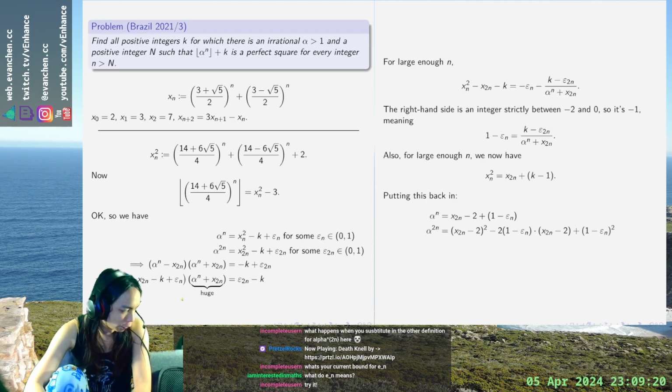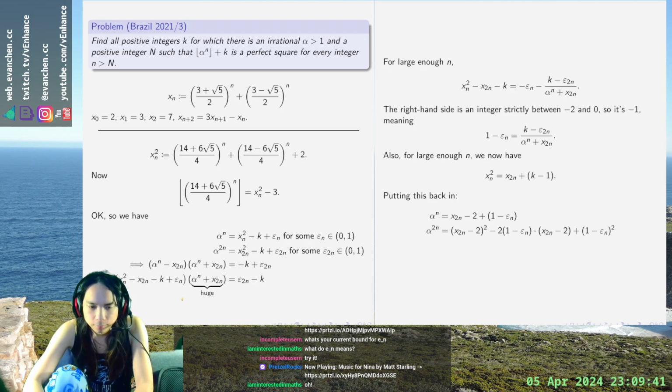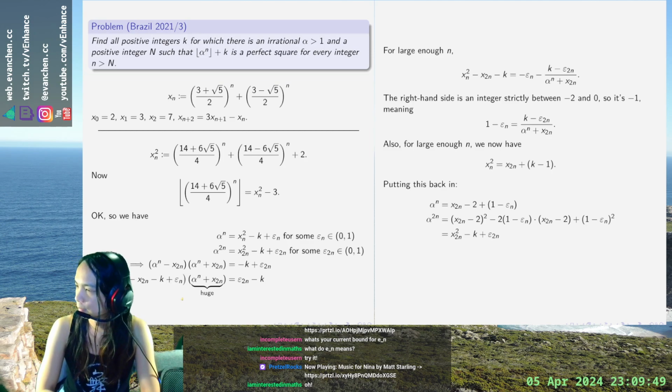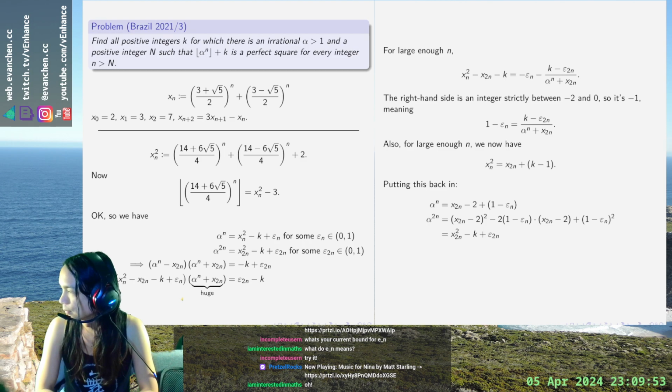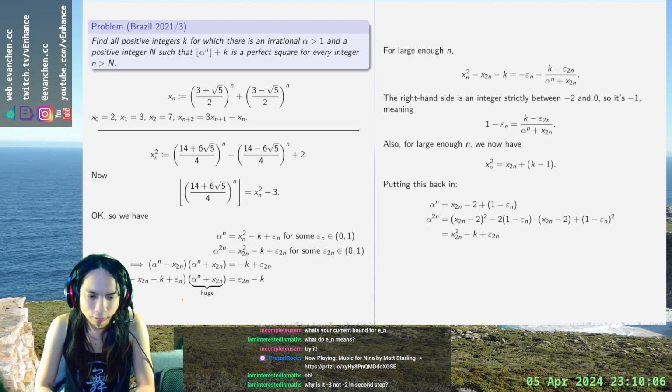Epsilons are numbers between 0 and 1. They're the fractional parts when you take the floor of alpha to the n, so they're defined in this line here. Oh lord. So the point is that this is epsilon n. Okay, so we're gonna just cancel the crap that shows up. So on the one hand I have like minus 4 x sub 2n plus 4 minus 2 times 1 minus epsilon n.